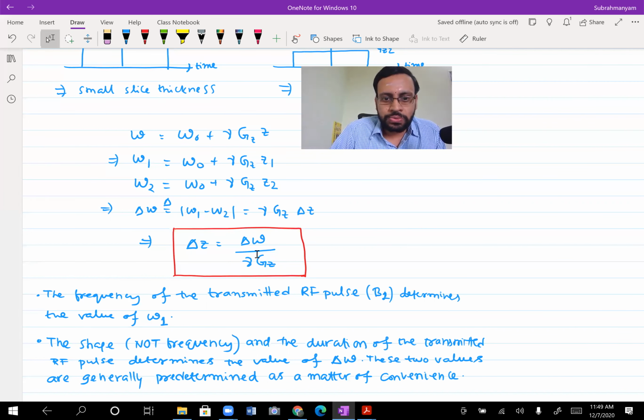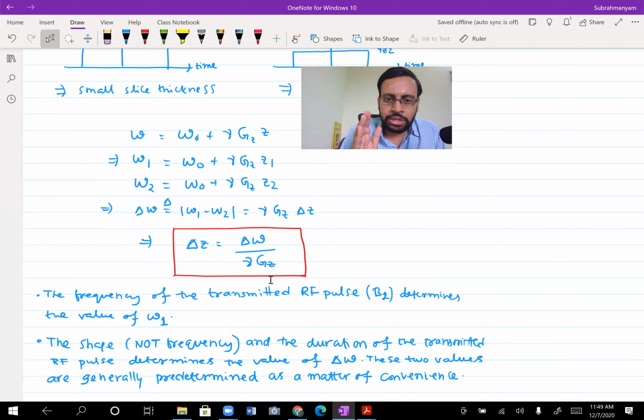Okay, so for the time being, if you assume that, what I was also telling before is how you would manipulate this delta omega. And after that is done, what we are discussing is, for a given delta omega or a given bandwidth, how the slice thickness would vary by varying the gradient applied in the Z direction. These are the two things that we are discussing here.